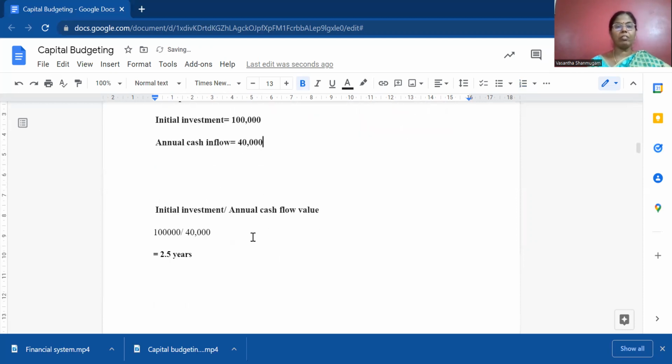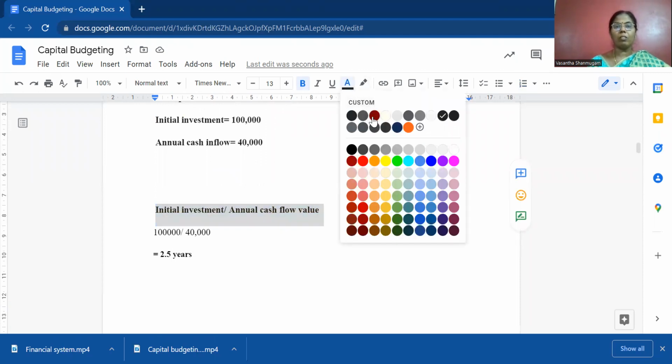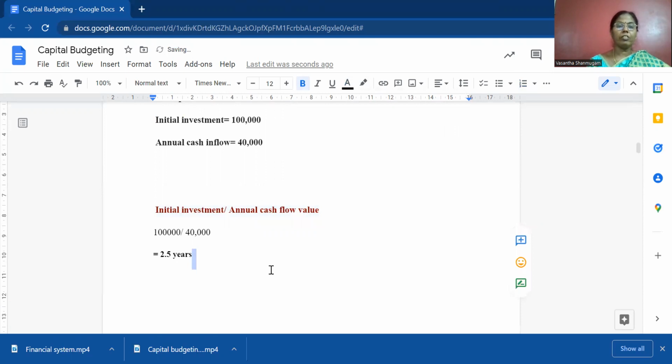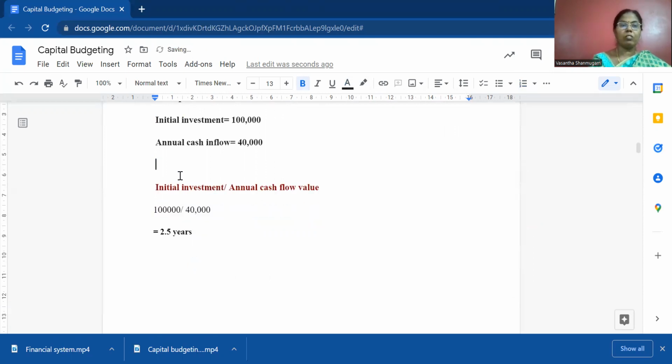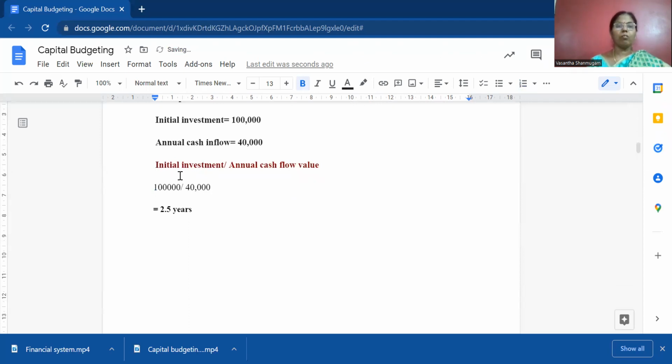Okay, now we apply the formula. This is what we have learned: initial investment divided by annual cash inflow. So 1 lakh divided by 40,000 is 2.5 years.